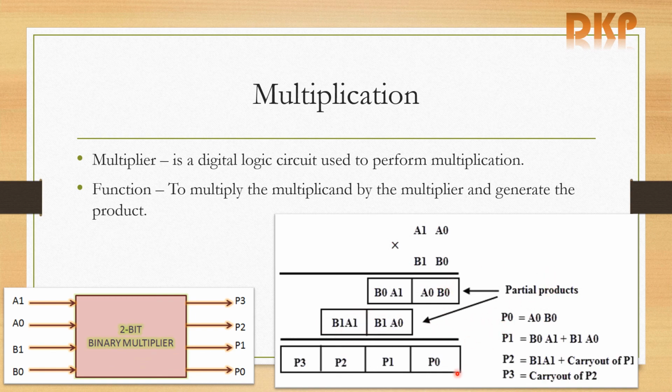And finally, you will get what is P0. P0 is A0 B0. What is P1? Add up these two, B0 A1 plus B1 A0, which is written here. And P2 is B1 A1 plus carry out of P1. And P3 is carry out of P2. So here the multiplication involves a series of addition with shifts in the position of partial products. Therefore, this multiplication can be performed using adder.